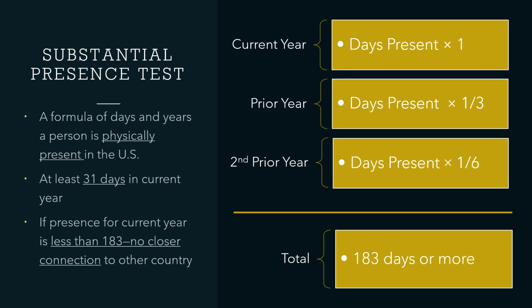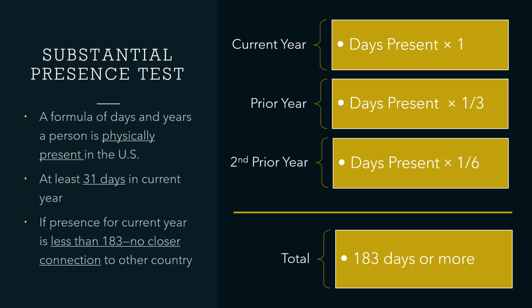If our client does not have a green card, they might still be considered a resident alien for tax purposes. And in order to figure this out, we do the substantial presence test. And this is a formula of days and years that a person is physically present within the U.S. Before we start our calculation, though, they need to have been present at least 31 days in the current year or the tax year.